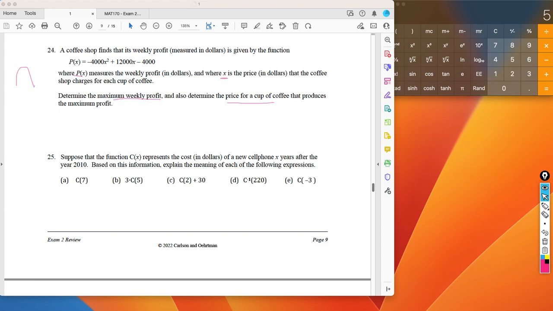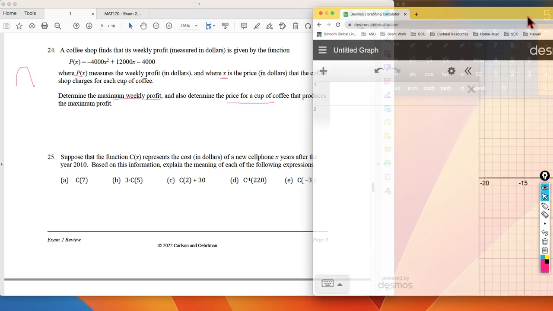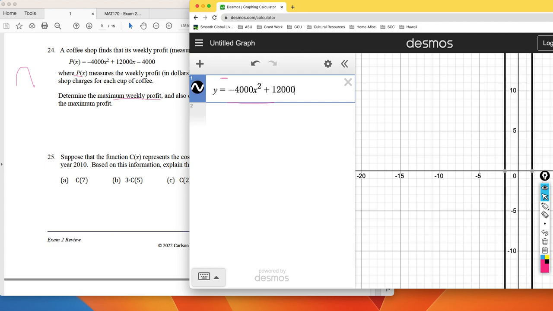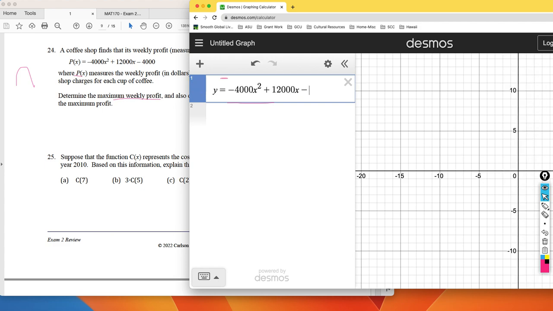Let me find my Desmos here. Let me clear everything out, and I'm going to bring it over. So all we have to do is graph this. We can just enter it as y equals negative 4,000 x squared plus 12,000 x minus 4,000. Must be a pretty big coffee shop because that's a weekly profit.